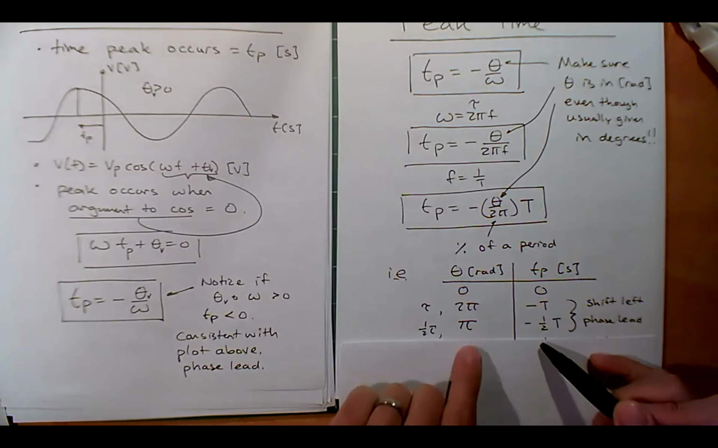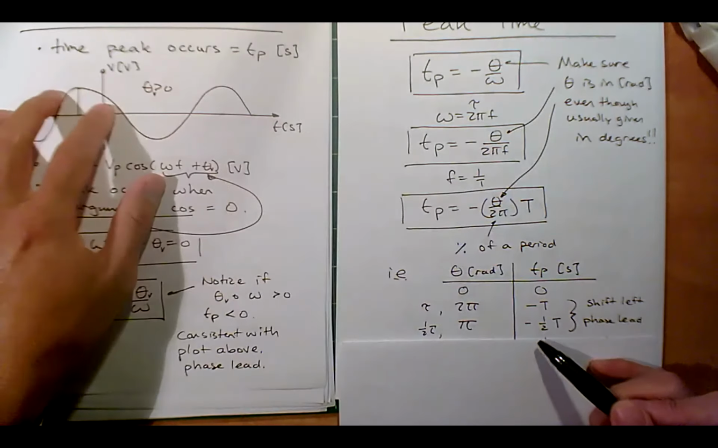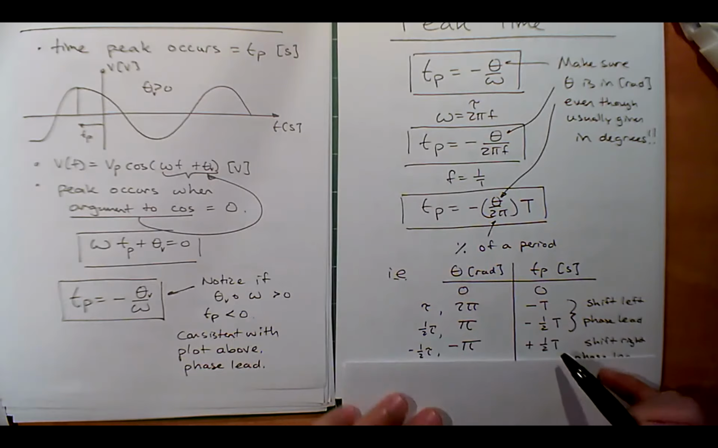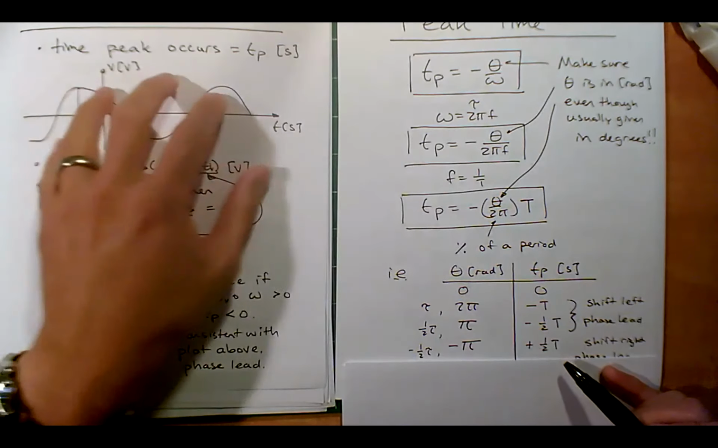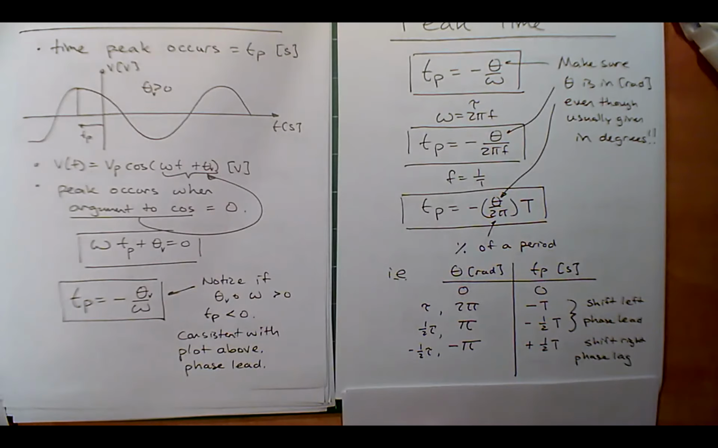Well, what if it was pi or half a tau? Then it's going to shift half a cycle, right? The percentage is negative 50% right here. Good. If it was negative pi, it would shift forward by half a cycle. So look at this, positive 1/2 tau. So this is a phase lead. These are a phase lag, right? I hope that makes sense.